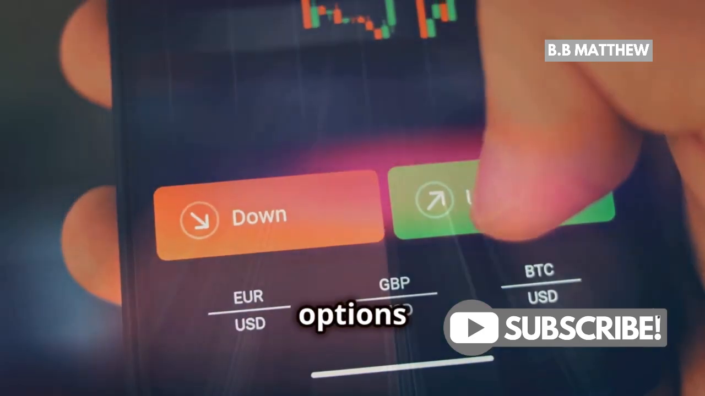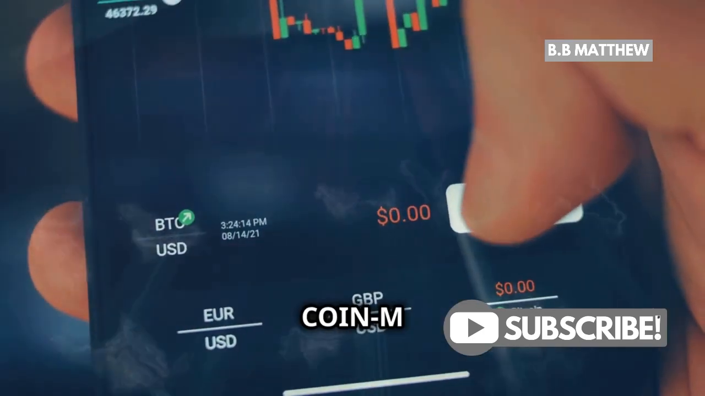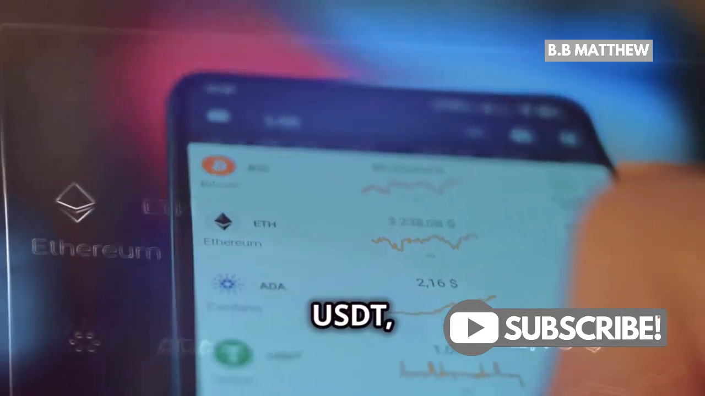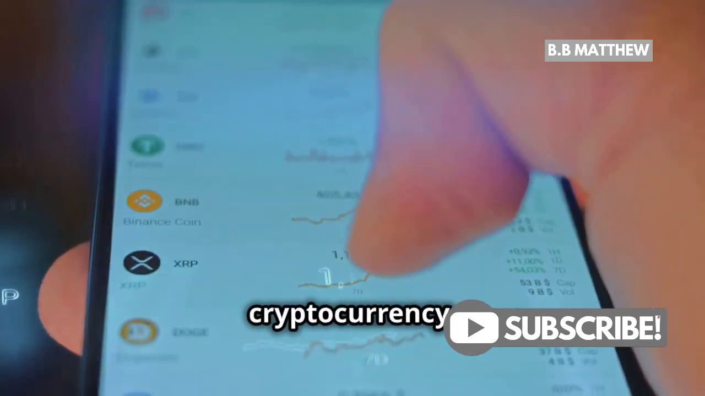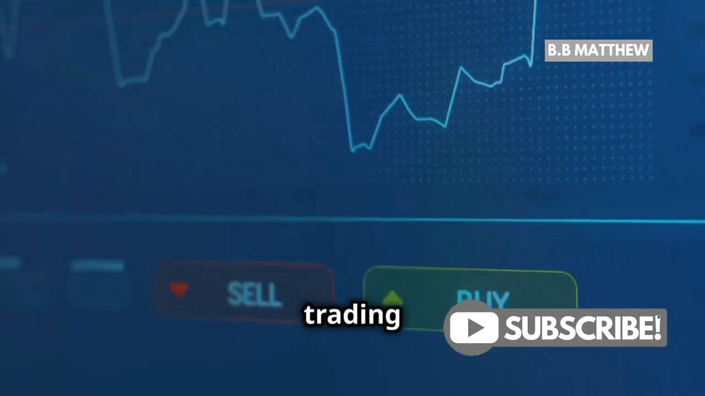Now you'll have two main options, USDⓈ-M futures or COIN-M futures. The former uses USDT while the latter uses cryptocurrency. Pick the one that suits your trading style.